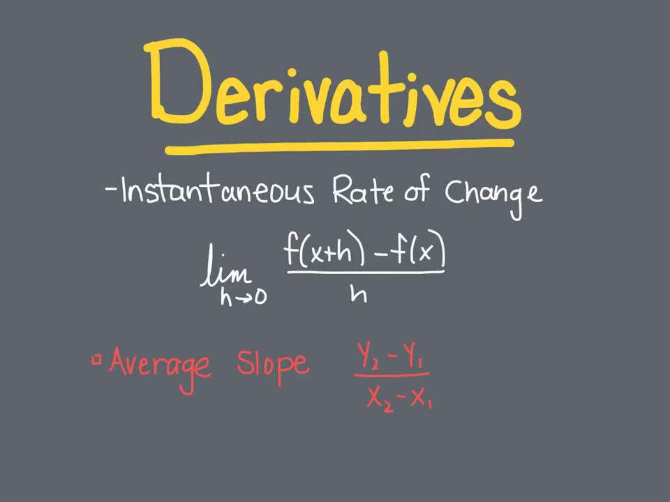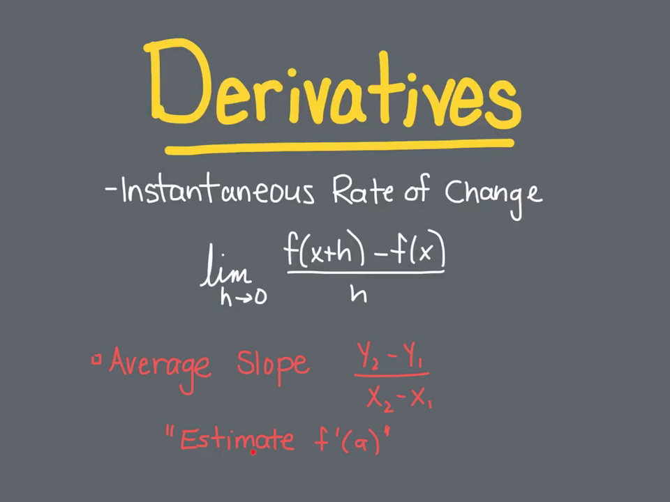The derivative is often confused with average slope, which is just the slope formula from Algebra 1. Now, if you're seeing a free response problem that's asking you to estimate the derivative at a particular x value, that's basically asking you to use the average slope formula in order to find a possible value for the derivative.